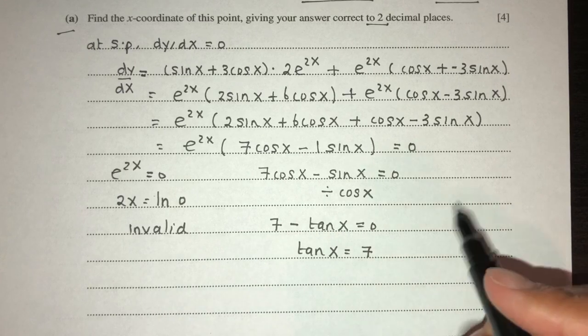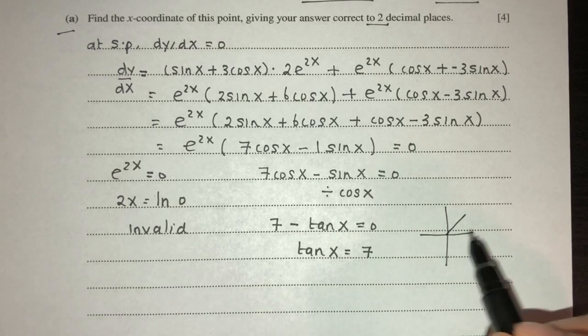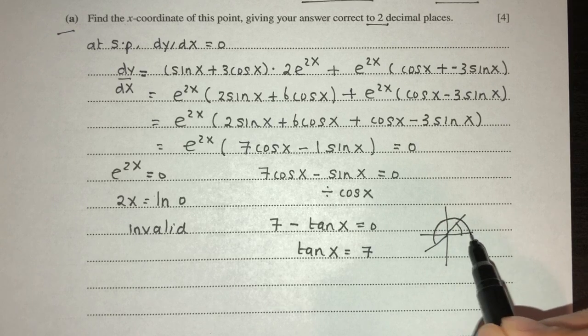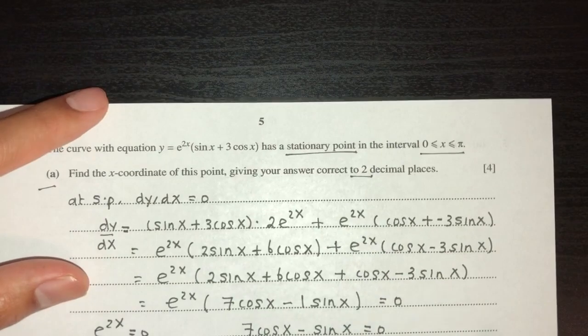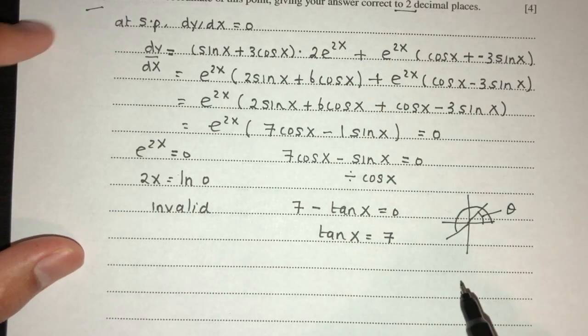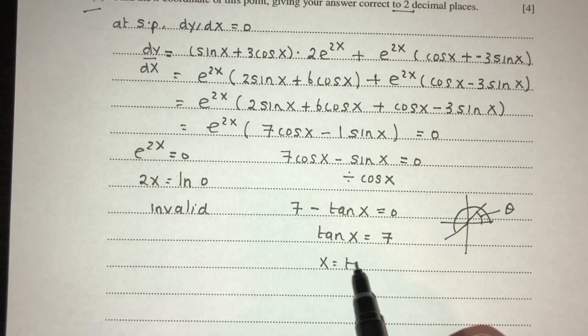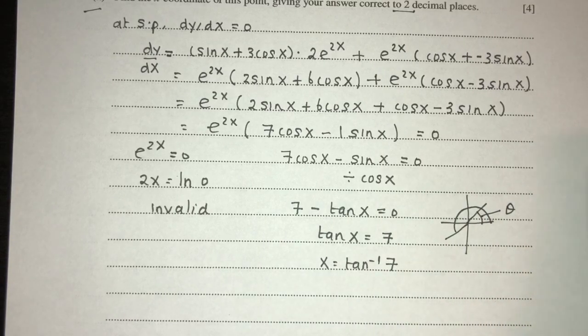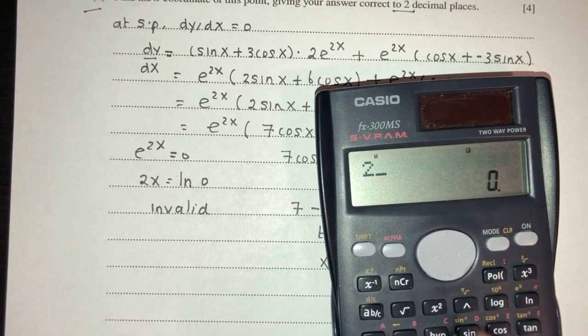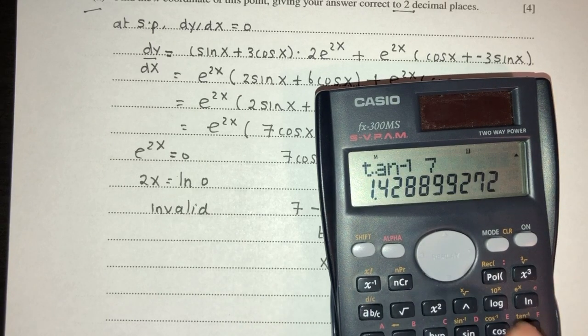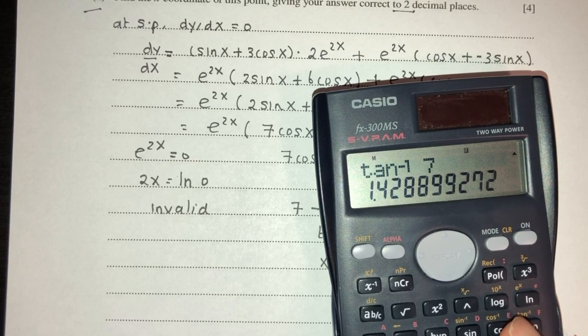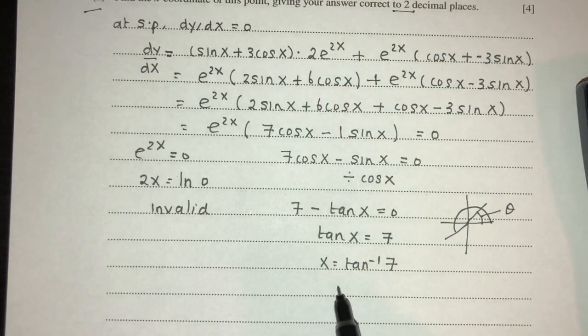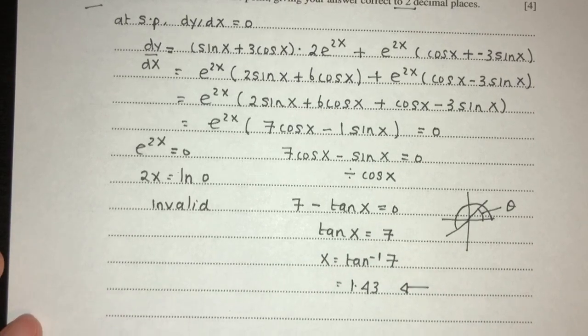Given that tan is positive, it has to be in your first quadrant and your third quadrant, right? But now as you can see, your answer of x can only be in your first quadrant, so only this value will be counted. X will be tan inverse of 7. We have to have radians, so tan inverse of 7, 1.4... So we have to provide your answer correct to 2 decimal places, 1.43. X will be 1.43. That is your answer for part A.